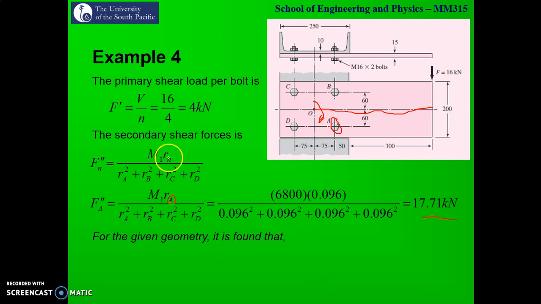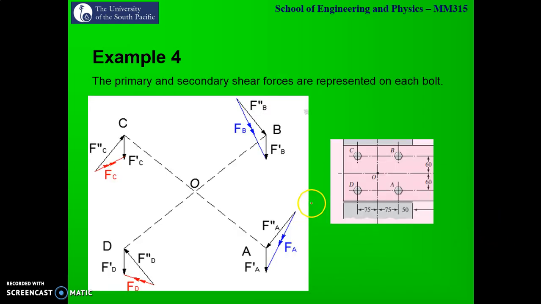Since all the bolts are located at the same distance away from the centroid, that simply indicates the secondary shear acting on all the bolts is exactly the same. So again, secondary shear on bolts B, C and D is the same as secondary shear on bolt I, which is 17.71 kilonewton. Now the next thing is that you will draw your bolt pattern.